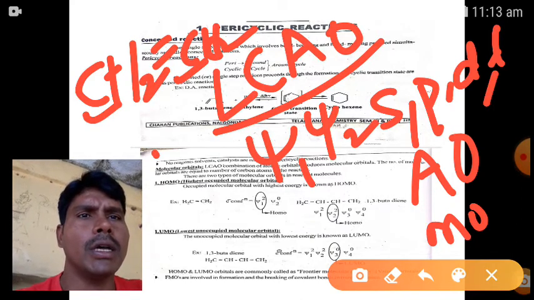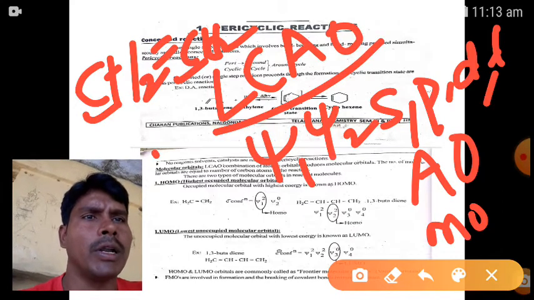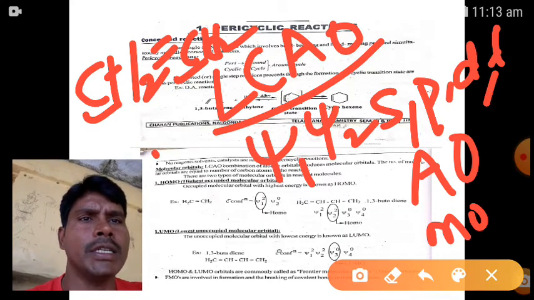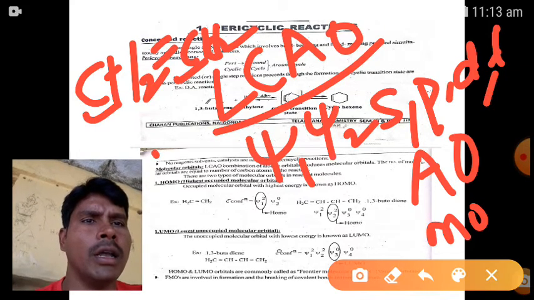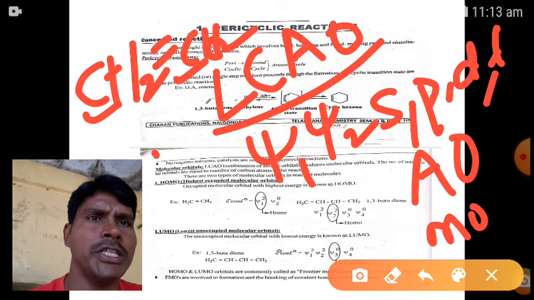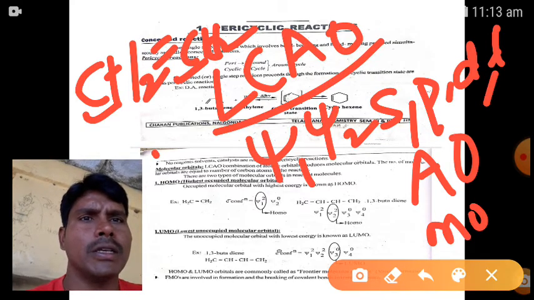So there are two types of molecular orbitals in the reactant molecules: the HOMO and the LUMO. HOMO means highest occupied molecular orbital. LUMO means lowest unoccupied molecular orbital. So for psi 1 and psi 2, how are the electrons arranged? That is the electron configuration of the pi system.